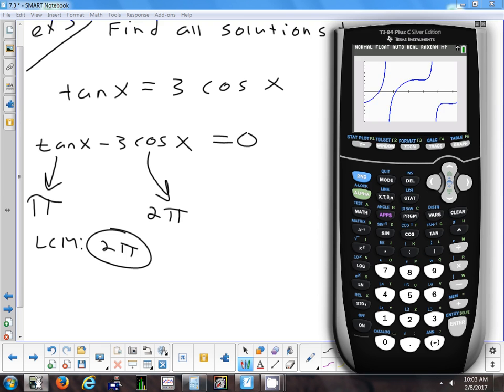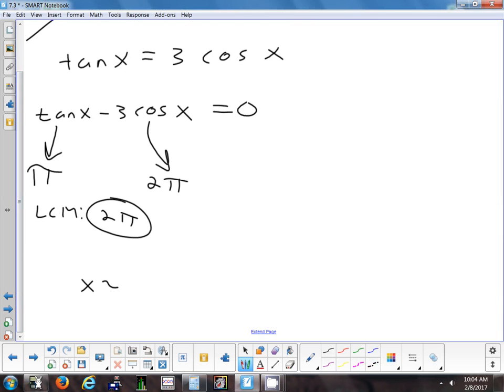Just go second, calc, 0. I'll do the second one, if somebody else can get that first one. Okay, the second one is about 2.13. And how often is that answer going to repeat? It's going to repeat the LCM, which is 2 pi.